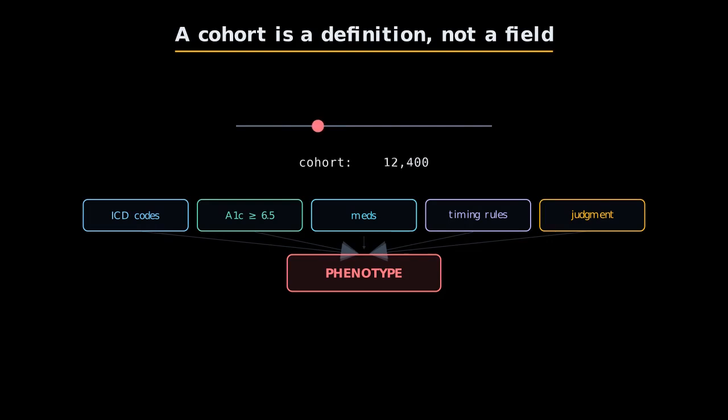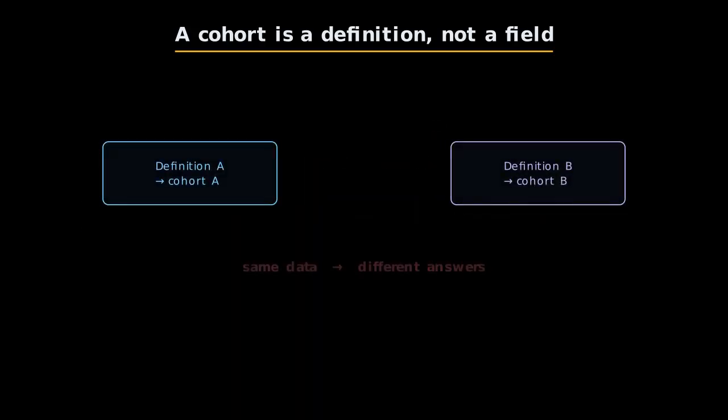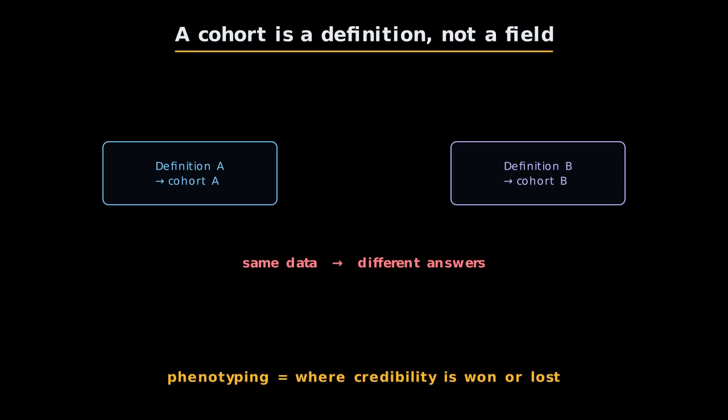Change that definition even slightly, and your cohort and every number you report changes with it. Two competent teams can define diabetic differently and reach different conclusions from the exact same data. So phenotyping isn't a pre-processing step, it is where your product's credibility is actually won or lost.